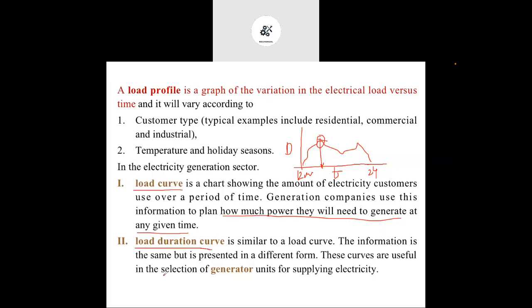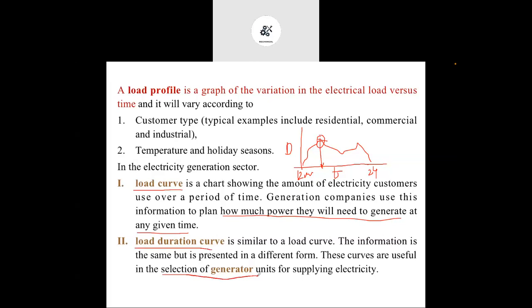These curves are very useful for the selection of the generator. Now this load duration curve is used for selection of the generator. Okay, meaning what type of turbine or what type of generator we have to select for that particular power production depends upon the load duration curve. What should be the capacity of the generator?